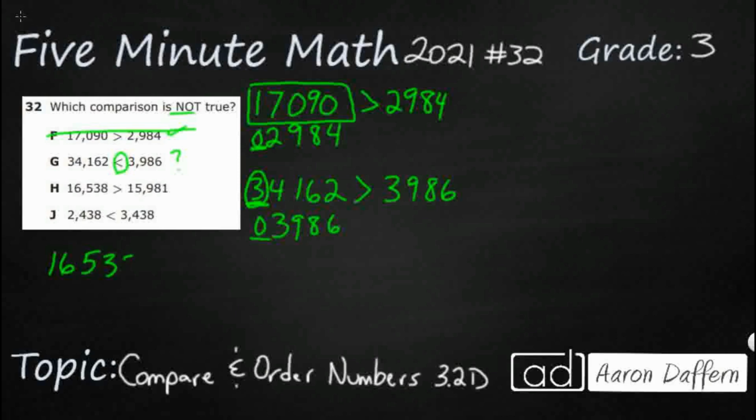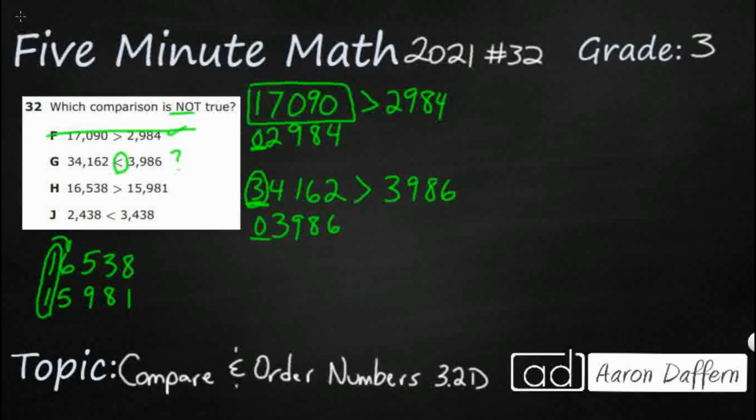16,538. At least this next one has got digits all to the same place value. So that's going to be a little bit more interesting. So 15,981. So we always start with the largest place value first. In this case, we have both numbers going to the 10,000s. And take a look, they both have a 1, which means they're equal, which means we go to the next place value. So look at the thousands place.